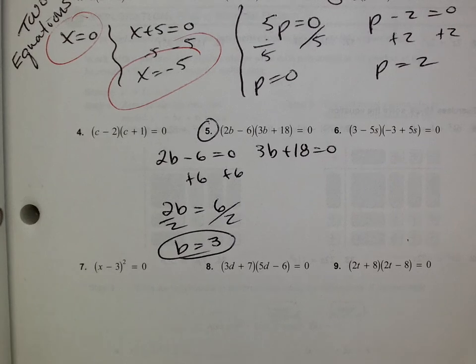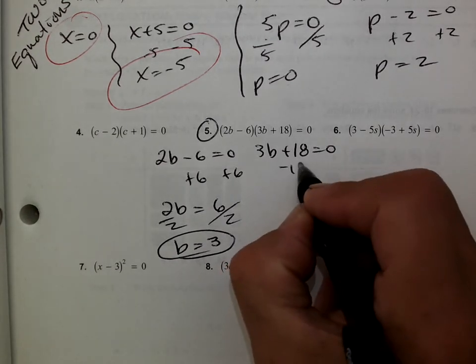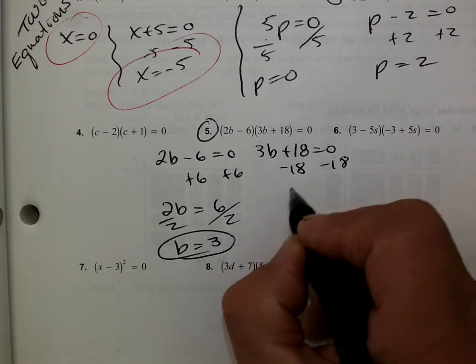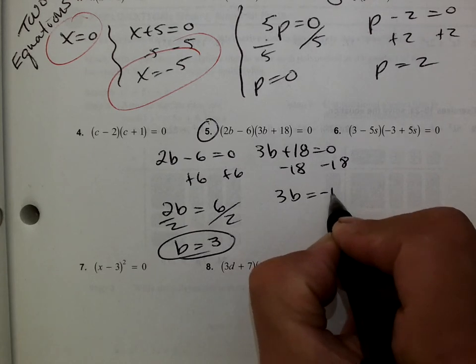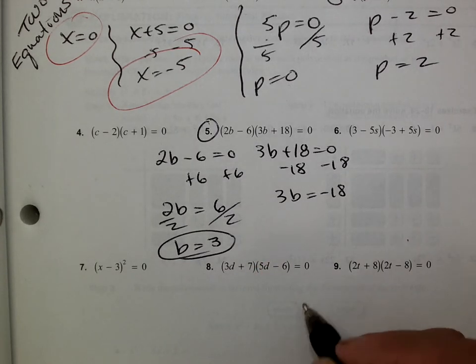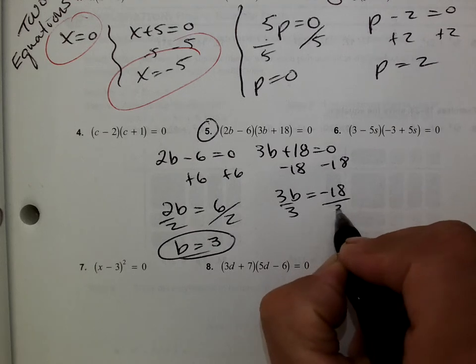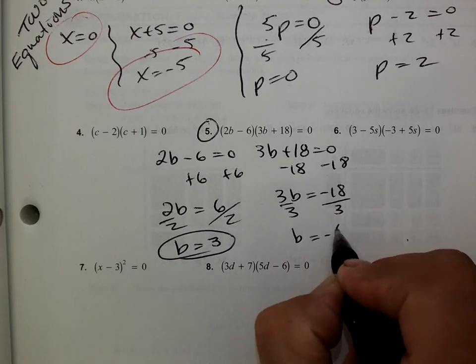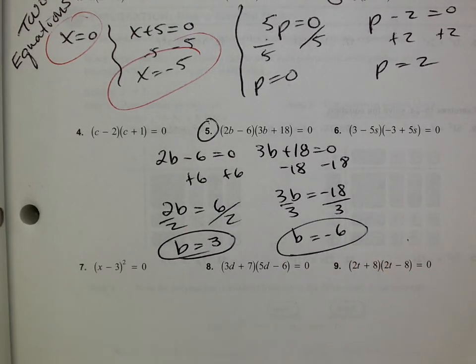Second answer, let's solve the second equation. Minus 18, 3b equals negative 18. Divide by 3, b is negative 6. So you need both answers, and both answers are correct, okay? Now, everybody thumbs up?